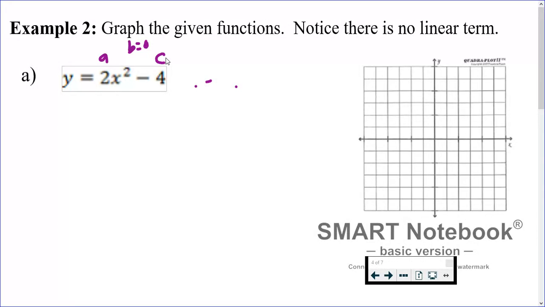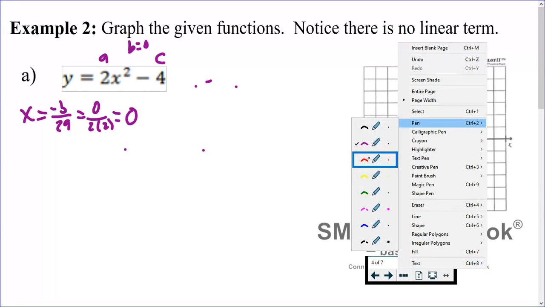All the same steps will apply. So the axis of symmetry is still the opposite of b over 2a. B is 0, so you end up with 0 over 2 times a, which is 2, but it doesn't matter because 0 divided by 4 or 0 divided by any number is going to be 0. So your axis of symmetry is the y-axis.